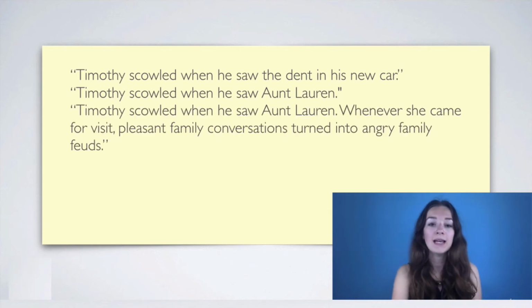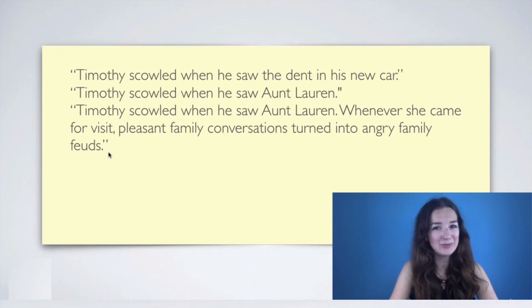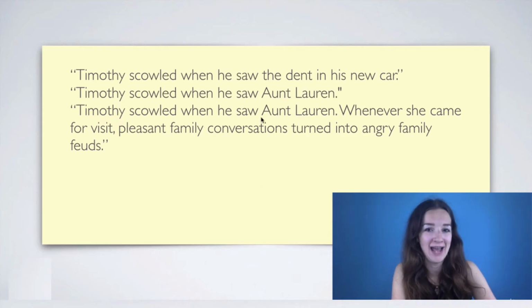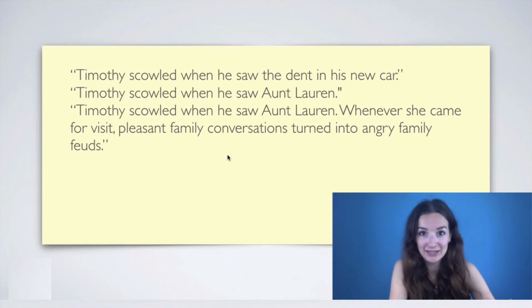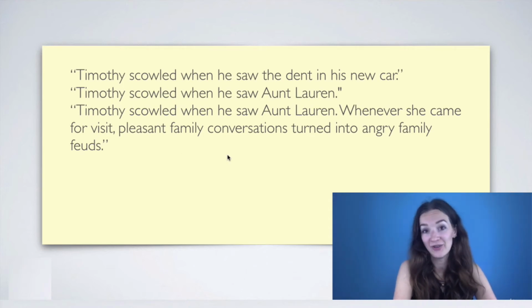For example, Timothy scolded when he saw Aunt Lauren. Whenever she came for a visit, pleasant family conversations turned into angry family fights. So now we see, right? If every time she comes to visit they have a fight, then probably Timothy is not very happy to see her. So scold, again, we now see, is probably something that he does when he is upset, right? For example, his facial expression.